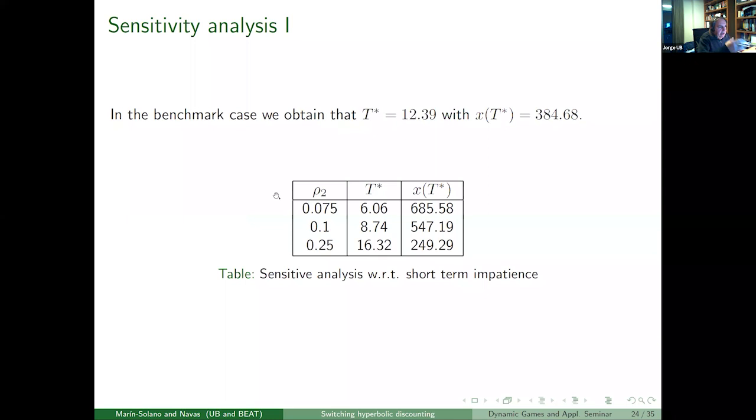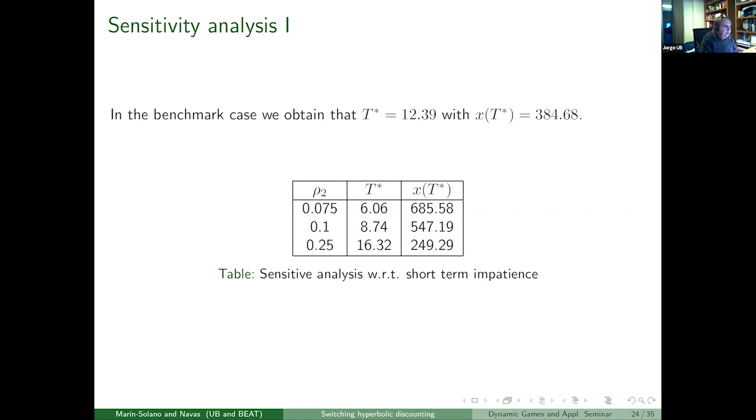Okay, if we perform some numerical sensitivity analysis of the results obtained, we obtain that when we increase the short-term impatience by increasing the value of rho two, the switching time becomes farther away. Put in other words, an increase in short-term impatience is not beneficial for the introduction of the innovation. So the higher my short-term impatience is, the worse the situation in terms of the introduction of the new technology.